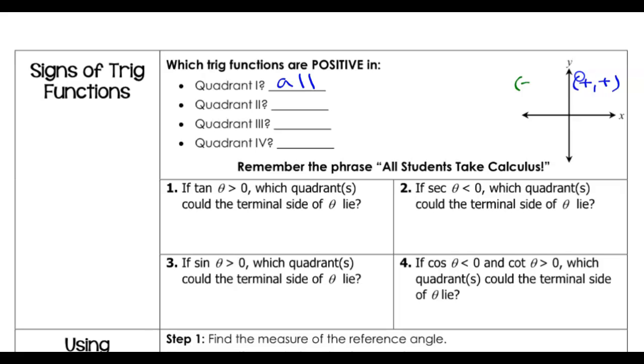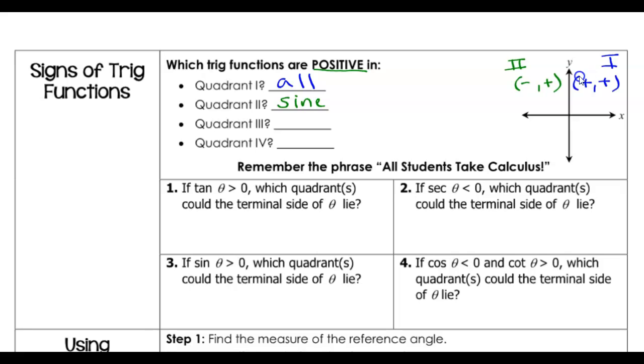Now, if you go to quadrant 2, notice that the x coordinate is negative. So here's quadrant 2. Let's go back and label this quadrant 1. So since the cosine is negative and the sine is positive, the tangent would also be negative. So when we're looking at the ones that are all positive, only the sine is going to be positive. So the y coordinate is the only thing that's positive.